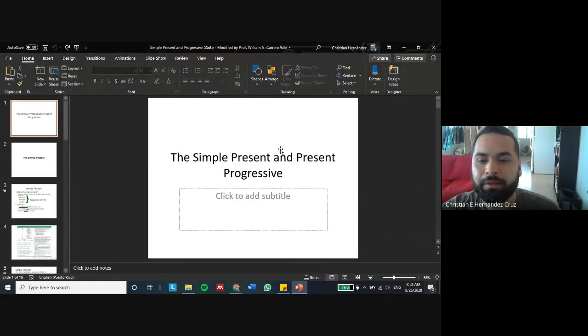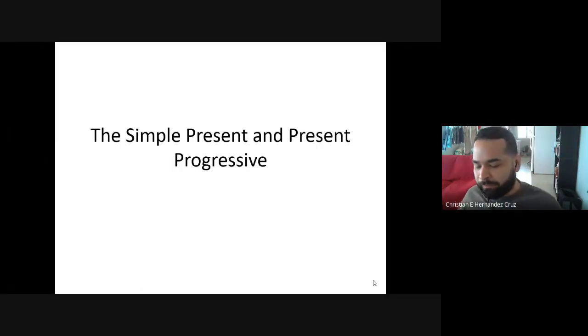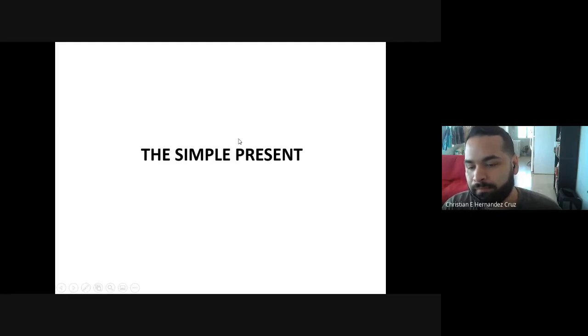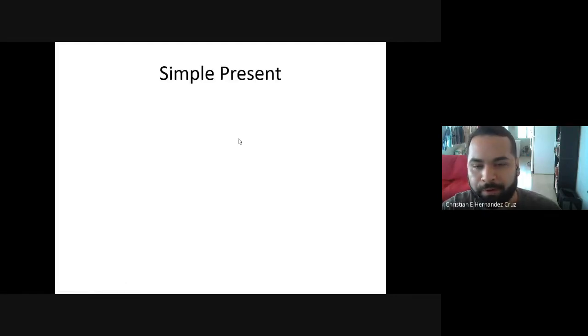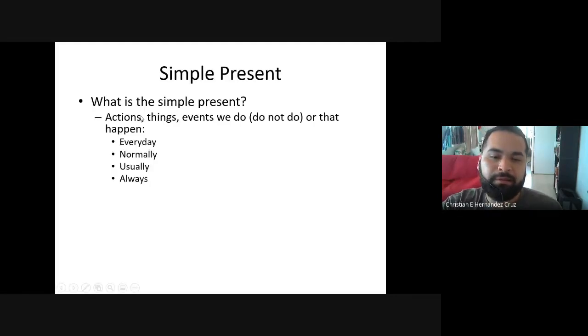Okay, so we were reviewing some things that you've learned already in Basic 1, some things that you should already know, pero siempre es bueno repasar, because I want you guys to be fresh. So we're going to be reviewing verb tenses now. We're going to start with the simple present tense. So the simple present, what is this? These are actions, things, and events that we do or that we do not do, or that happen every day, normally, usually, or always. Okay?